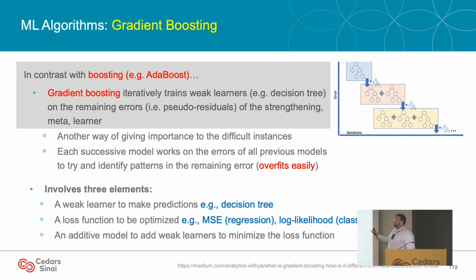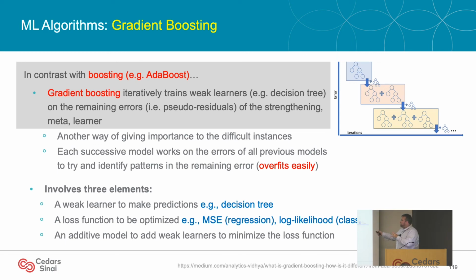In contrast with regular old boosting like AdaBoost, gradient boosting is iteratively, one after another, training weak learners, in this case, let's say decision trees, on the remaining errors, or the pseudo-residuals, of the strengthening meta-learner. So as you're putting parts on Voltron, you are constantly looking at the error, and you're training the next part you put on Voltron based on the errors made by the partially assembled Voltron so far. Forgive me for overusing the Voltron example, but I like it. It's great.